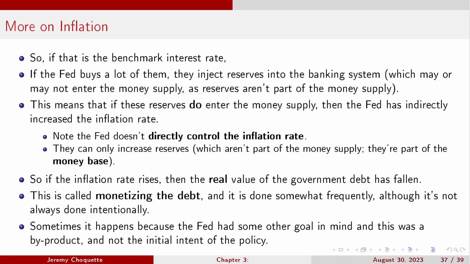Right, so if that's the benchmark interest rate, the Fed buys a lot of them. They inject all these excess reserves into the banking system, which may enter the money supply, may not, depending on what the bank does with those reserves. It means if those reserves do enter the money supply, then the Fed has indirectly increased the inflation rate.